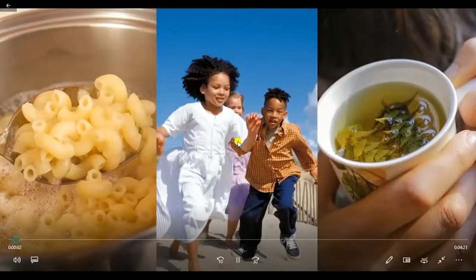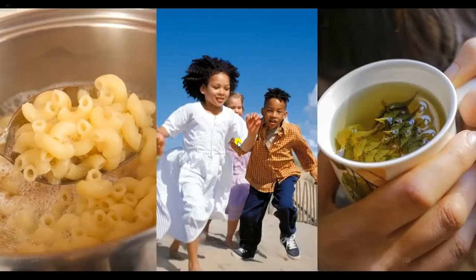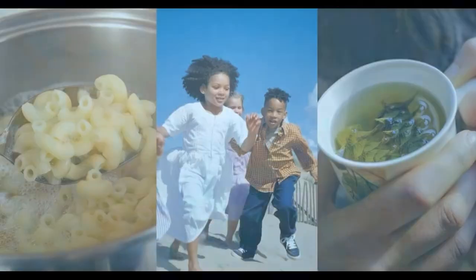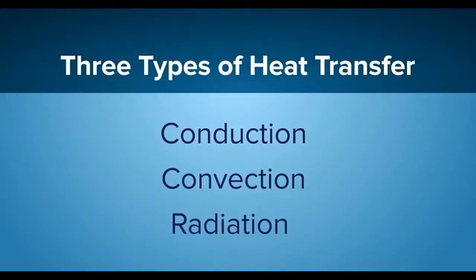What do helping your parents cook noodles, sweating on a hot day, and warming your hands on a cup of hot tea all have in common? They all involve the transfer of heat, a form of energy that travels from warmer to cooler objects. Let's explore the three ways you can transfer heat from one source to another: conduction, convection, and radiation.